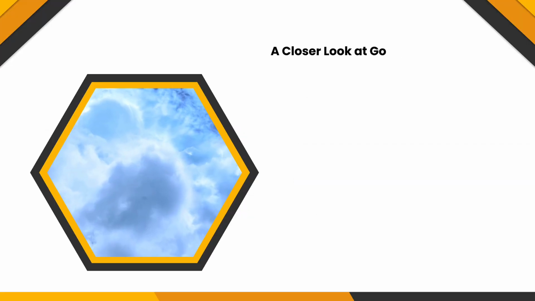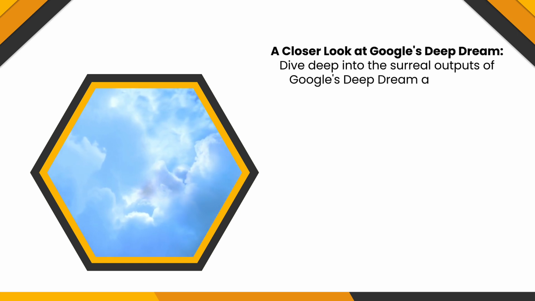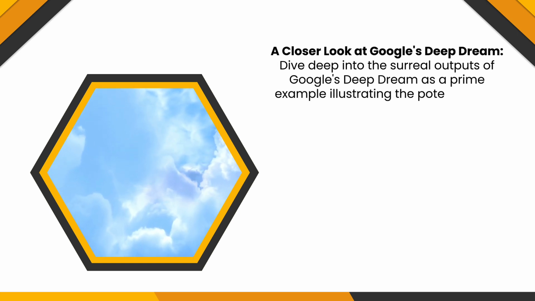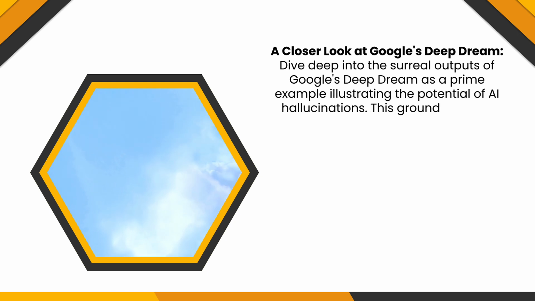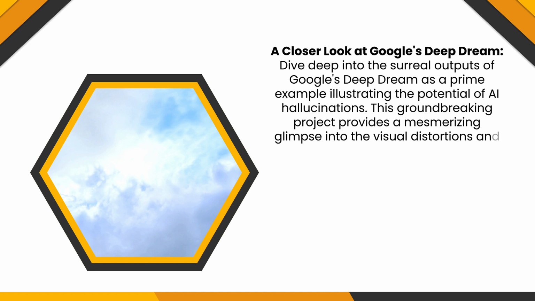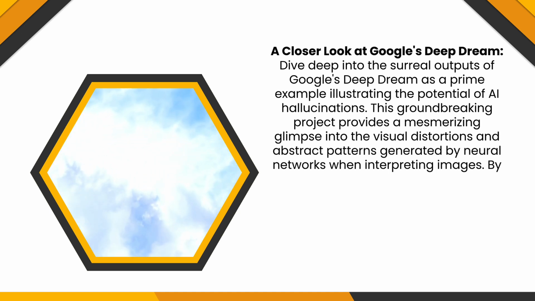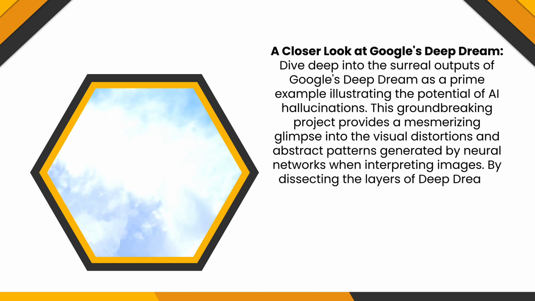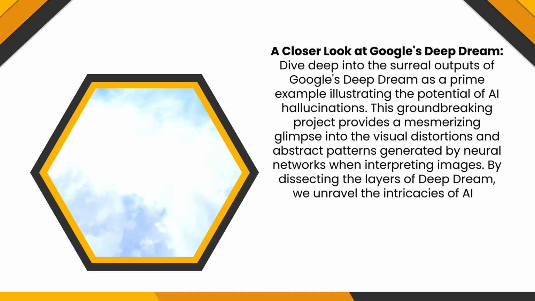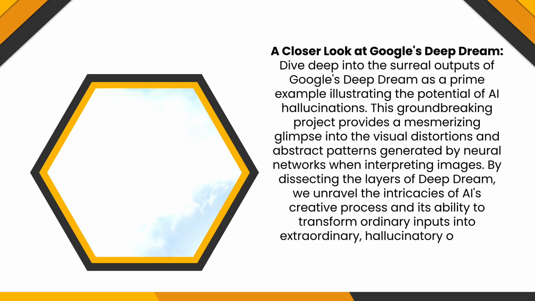A closer look at Google's Deep Dream. Dive deep into the surreal outputs of Google's Deep Dream as a prime example illustrating the potential of AI hallucinations. This groundbreaking project provides a mesmerizing glimpse into the visual distortions and abstract patterns generated by neural networks when interpreting images. By dissecting the layers of Deep Dream, we unravel the intricacies of AI's creative process and its ability to transform ordinary inputs into extraordinary hallucinatory outputs.